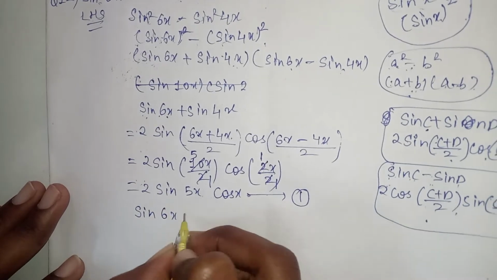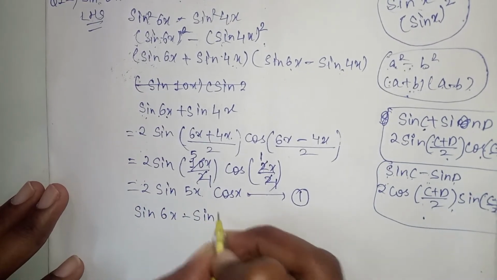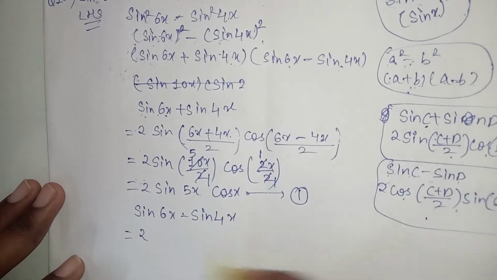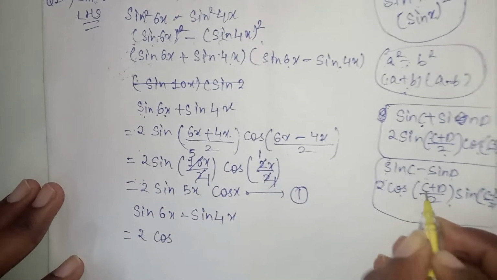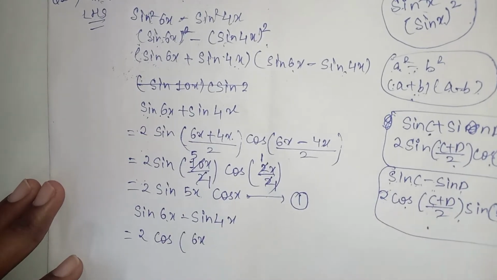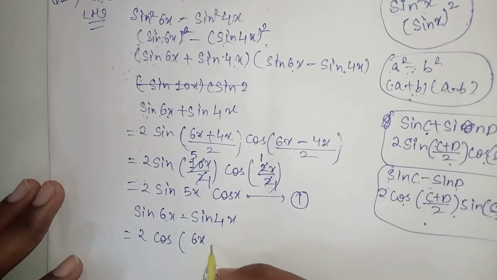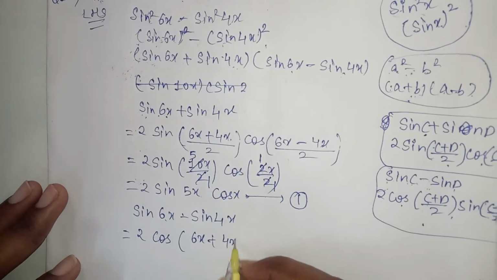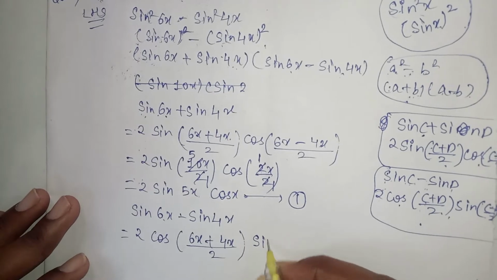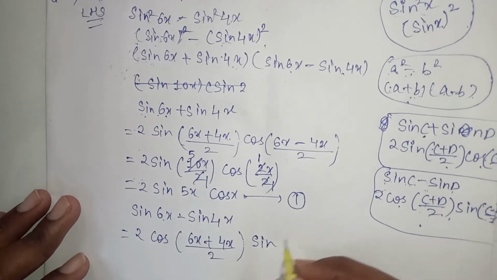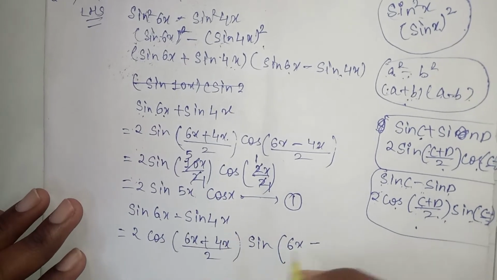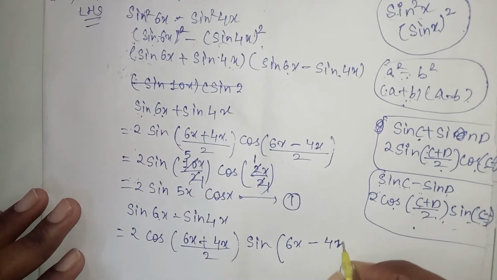Sine 6x minus sine 4x, let's apply this one. 2 cos, c is 6x plus d is 4x, divided by 2, sine, c minus d by 2. C is 6x minus d is 4x, divided by 2.